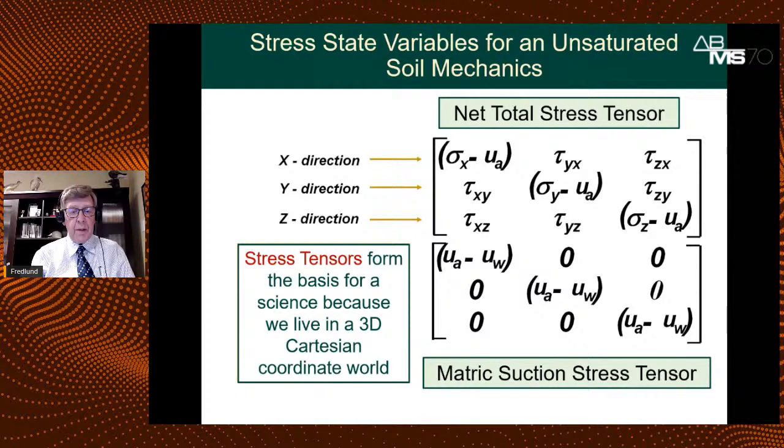The stress state variables for an unsaturated soil can be expressed as two independent stress tensors. The stress components take the form of tensors because we live in a three-dimensional world with orthogonal stress components in the X, Y, and Z direction. These two tensors for an unsaturated soil constitute the basic building blocks for an applied science.